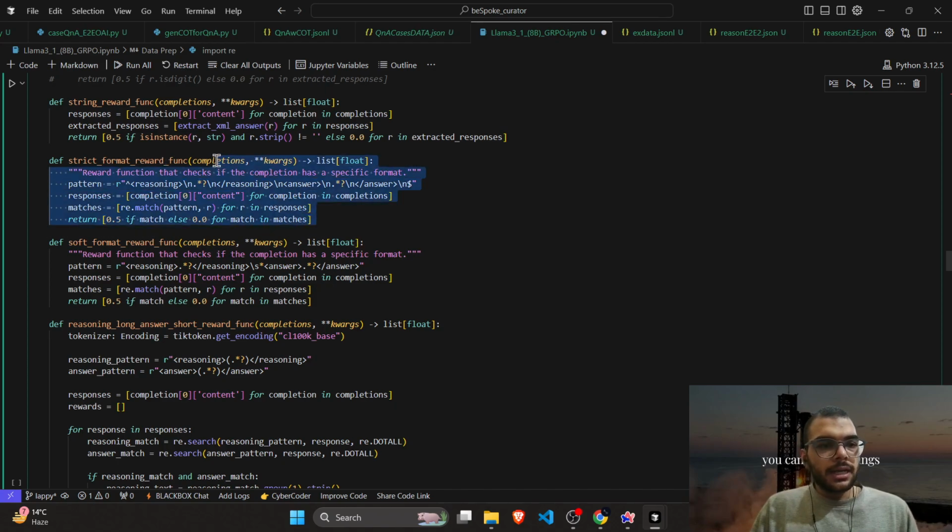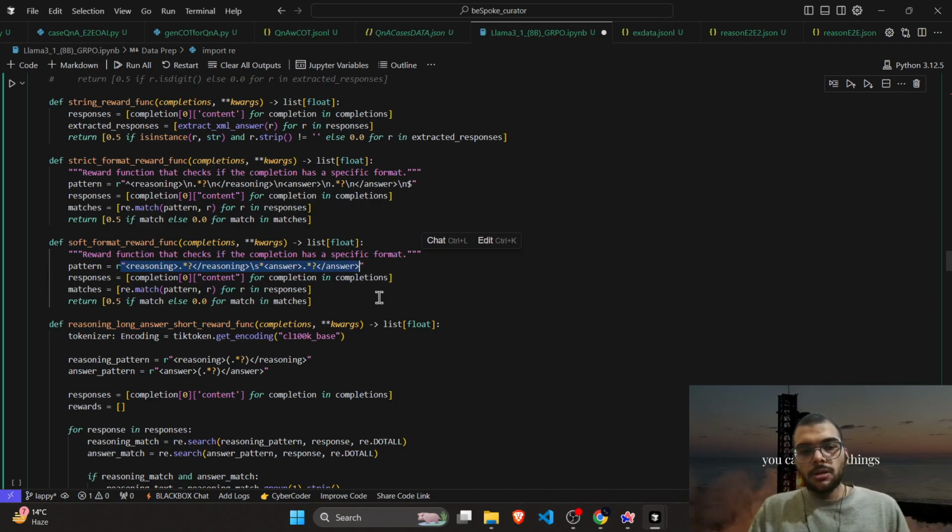Then this is the formatting reward function. They have two reward functions for format. One is the strict format, and then there is a soft format reward function. For strict, if the response follows this pattern, they give a 0.5 reward, or else the reward is 0. In soft format, they just check if any of these tags are available in the given response, and then give a reward of 0.5.